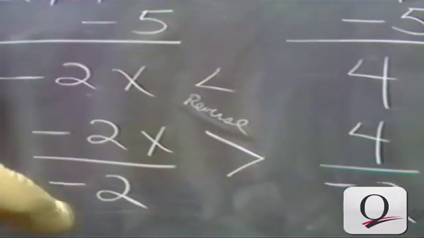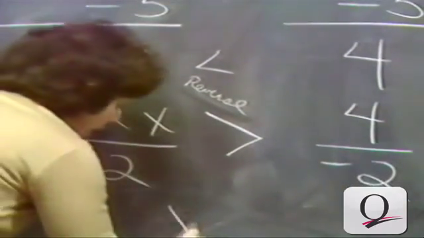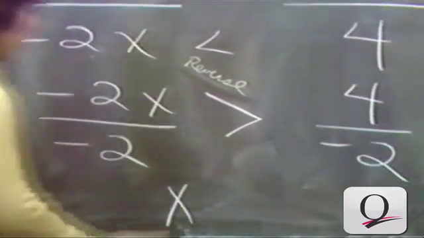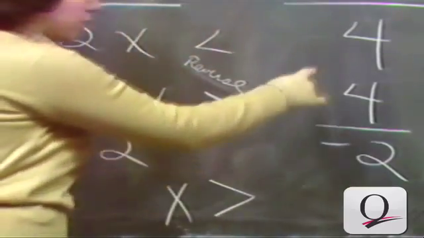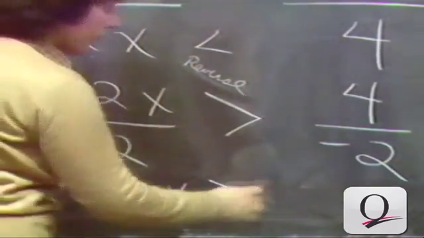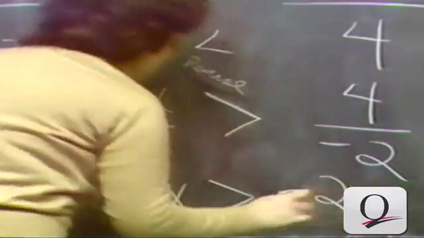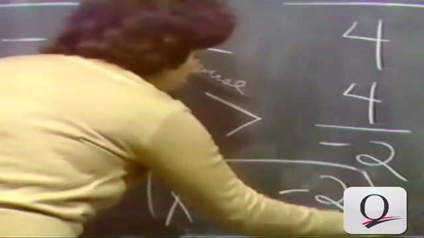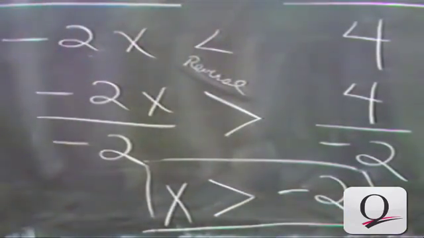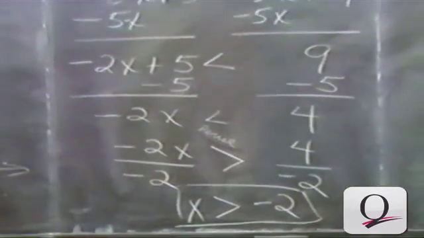Now minus 2x over minus 2, of course, is just x, is greater than, and be careful, you had a plus 4 divided by a minus 2, that's minus 2. The final answer here, all x values strictly greater than minus 2, would make this original inequality a true statement.